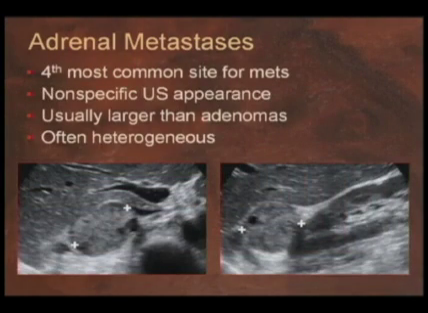Adrenal metastases are also relatively common. It's the 4th most common organ that develops metastatic disease. And on ultrasound, again, the appearance is nonspecific, but they're usually larger than adenomas, and they're often heterogeneous in appearance, as we see in this transverse and longitudinal view of a patient with metastasis from lung cancer.